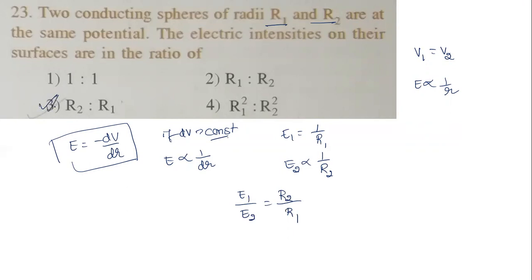So which option is correct? Many of you will be confused now. Sir, electric field is proportional to 1 by R square? No, sir, that is for a point charge. But here it is two conducting spheres, sir. That's the reason you're not going to use that. So this is the answer.